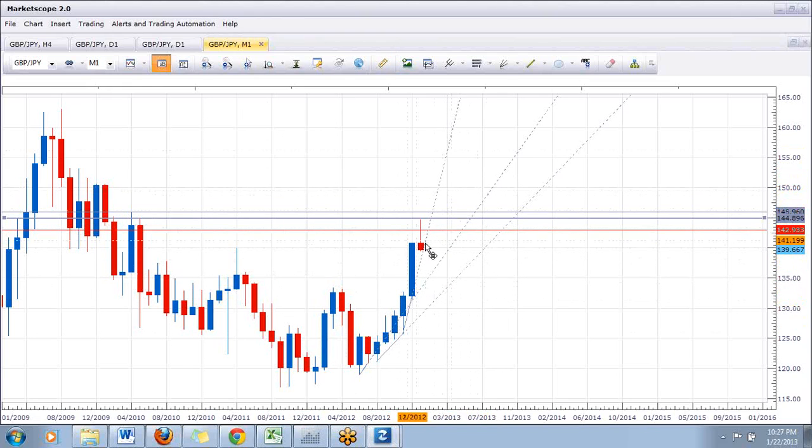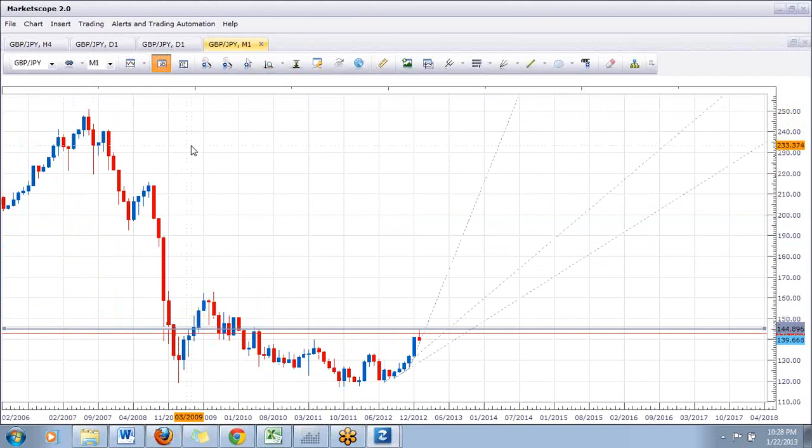So stabilization, either a correction before continuation, or stabilization, continuation of the momentum to the upside. Price to beat, this next one is 145.96. Here's a much stronger supply, 150. Major supply about 163. So definitely we have higher highs, higher lows, higher highs, higher lows, and you're currently in a new bullish run.